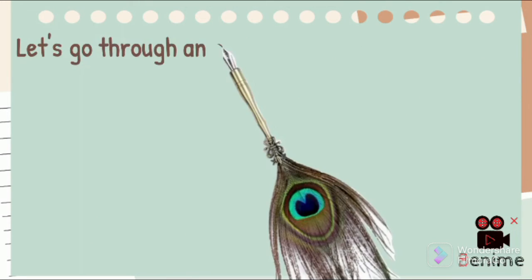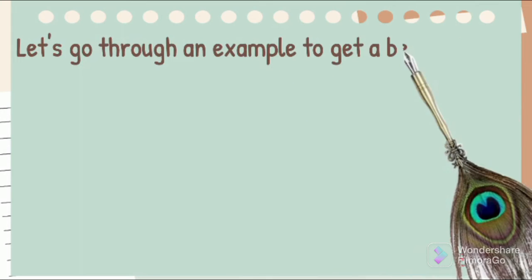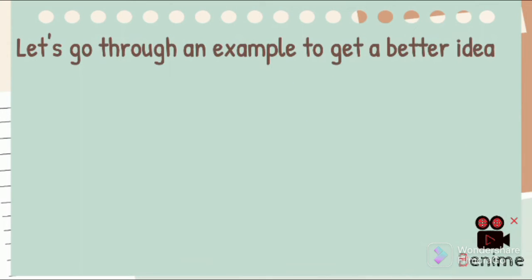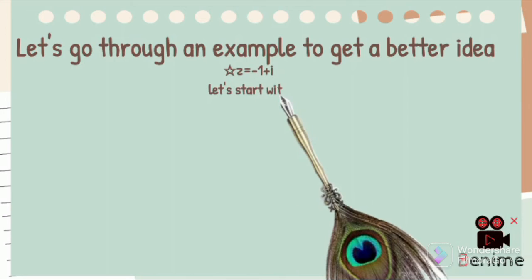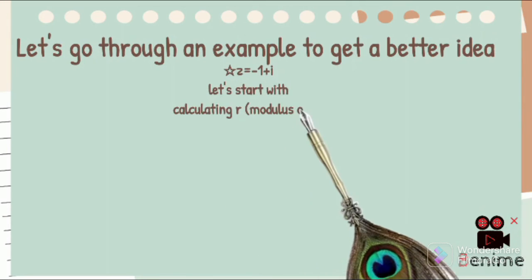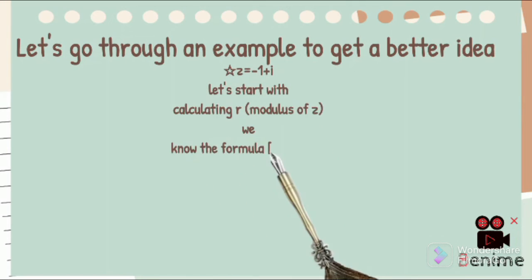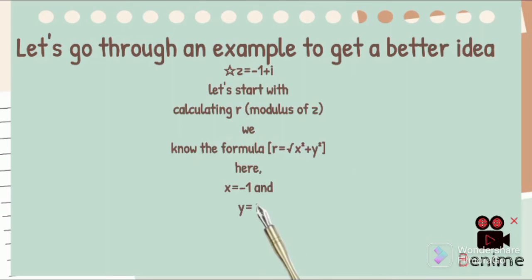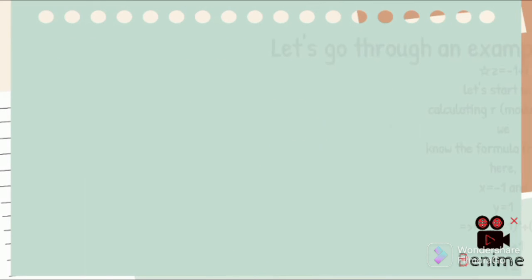Let's go through an example to get a better idea. Z equals 1 plus iota. Let's start with calculating r, the modulus of z. We know the formula, r equals square root of x squared plus y squared. Here, x equals 1 and y equals 1. So r equals square root of 1 squared plus 1 squared. R equals square root of 1 plus 1.